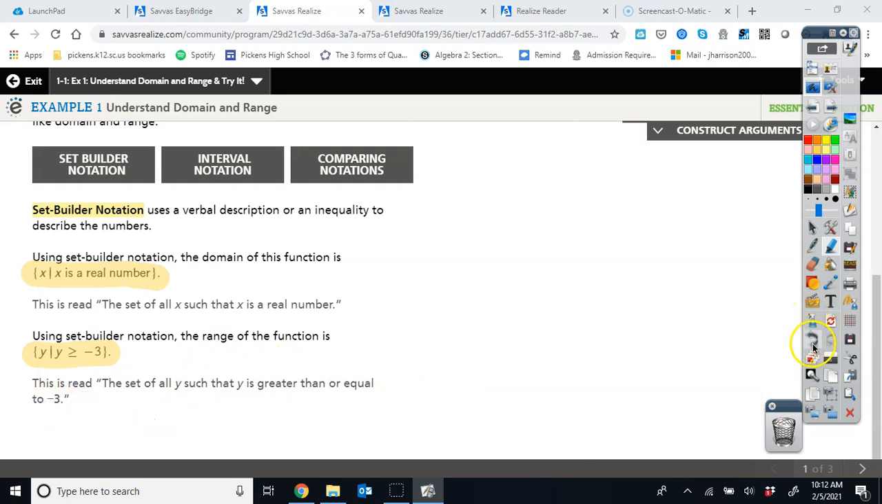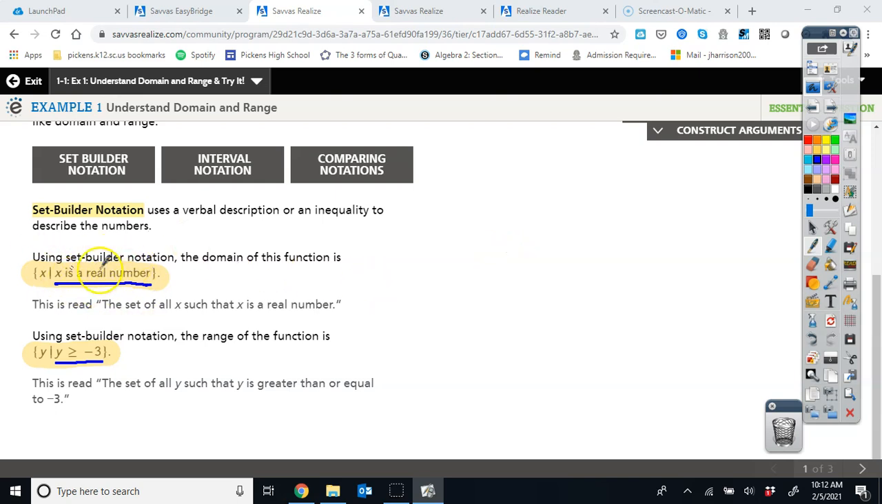Now I'll go ahead and tell you, Mr. Harrison, primarily when he's using set builder notation, I don't actually use the brackets and everything. I actually just use this one little part over here that's describing the x values and describing the y values. And that is completely fine with me if you do that.